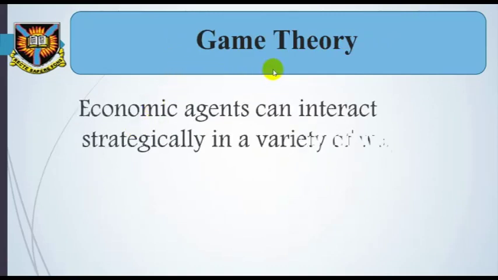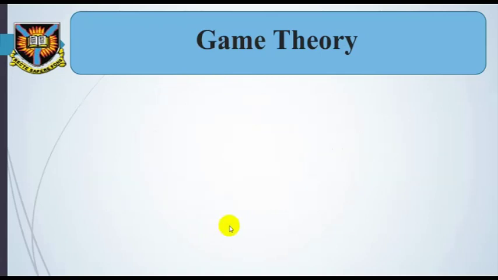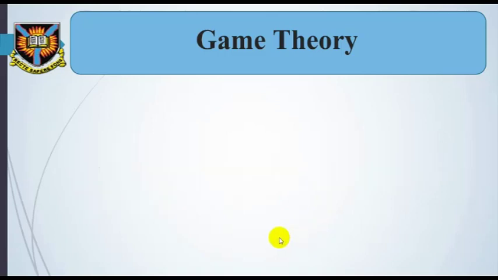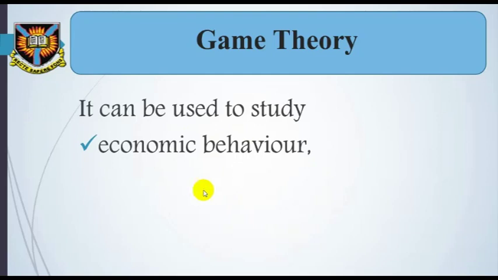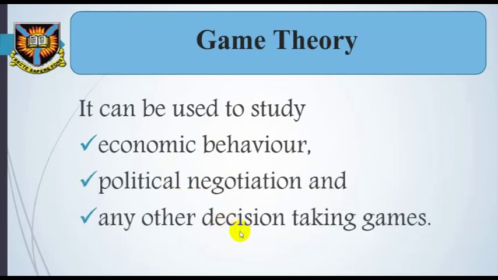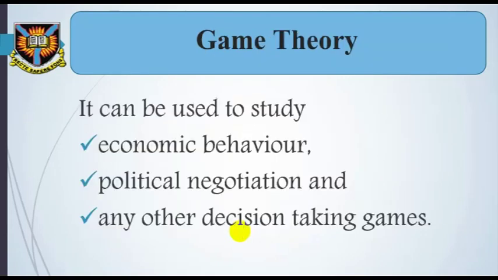Game theory. Economic agents can interact strategically in a variety of ways. Many of these can be analyzed using the tool of game theory. Game theory, therefore, is concerned with the general analysis of strategic interaction. It can be used to study economic behavior, political negotiation, and any other decision-taking games. However, game theory is a major branch of economic analysis that provides many insights into the real-world behavior of economic agents in situations where there is an actual or potential conflict of interest.